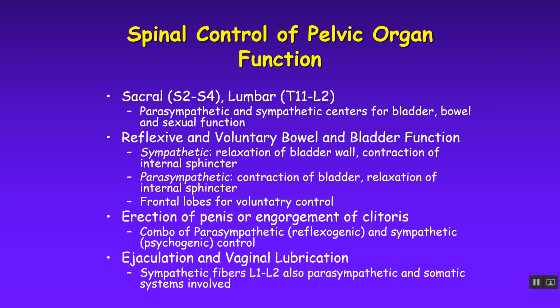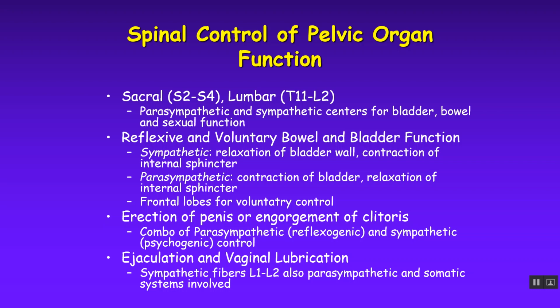The parasympathetic system, you use that to contract the bladder and relax the internal sphincter, and then you use your conscious control to relax the external sphincter so that you can urinate, okay? The frontal lobes are used for the voluntary control. You have striated muscles in your external sphincter that you have voluntary control over to contract or relax, versus the internal sphincter, which is controlled by the sympathetic and parasympathetic, counterbalanced by those.